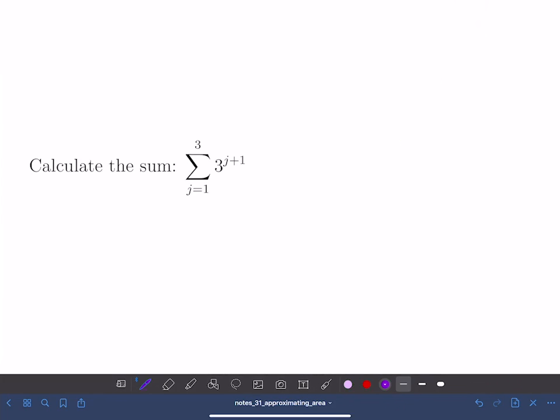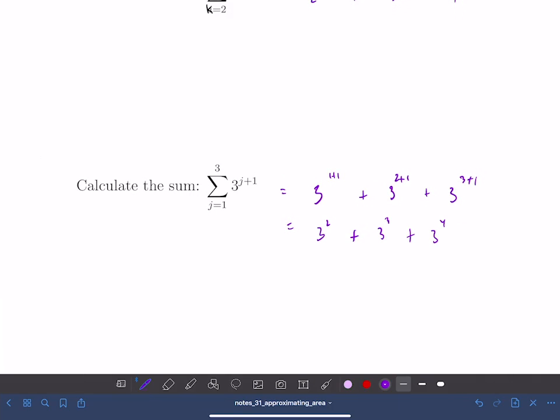Our last little ditty of the section, and there is just so much in this section. We're going to be taking j from 1 to 3, and I'm going to be taking 3 to the 1 plus 1, 3 to the 1 plus 2. Nope. Well, yes, but 2 plus 1, 3 to the 3 plus 1, equals 3 squared plus 3 cubed plus 3 to the 4th. And there's no limitation in what you can do to the function right here. That can be literally anything.